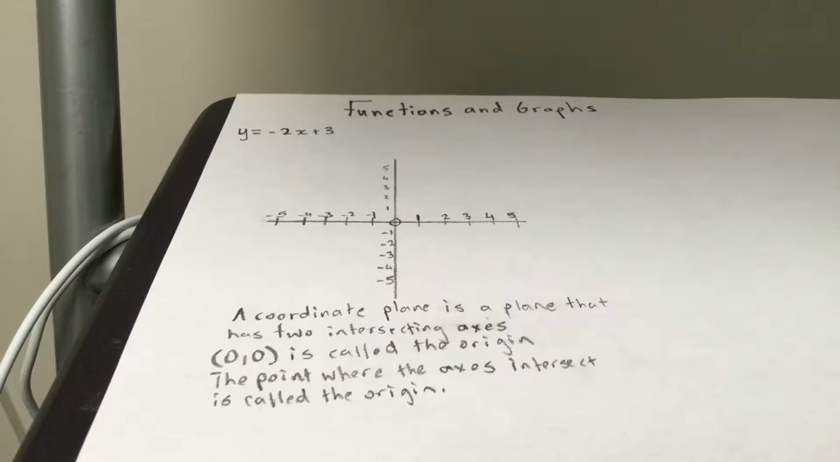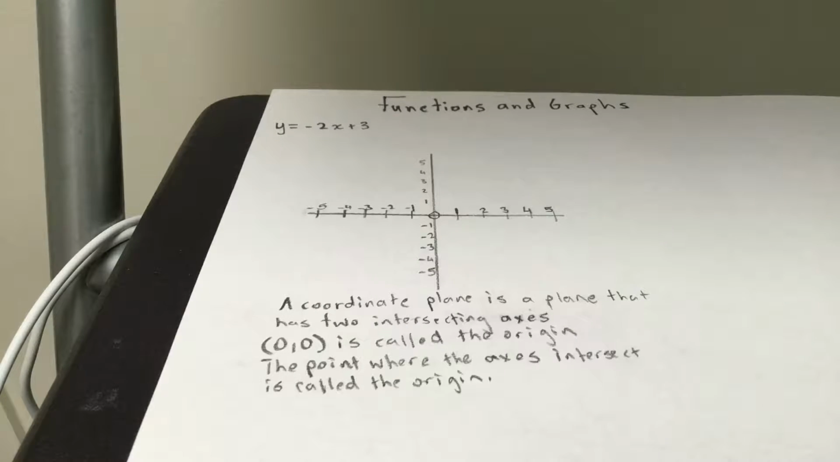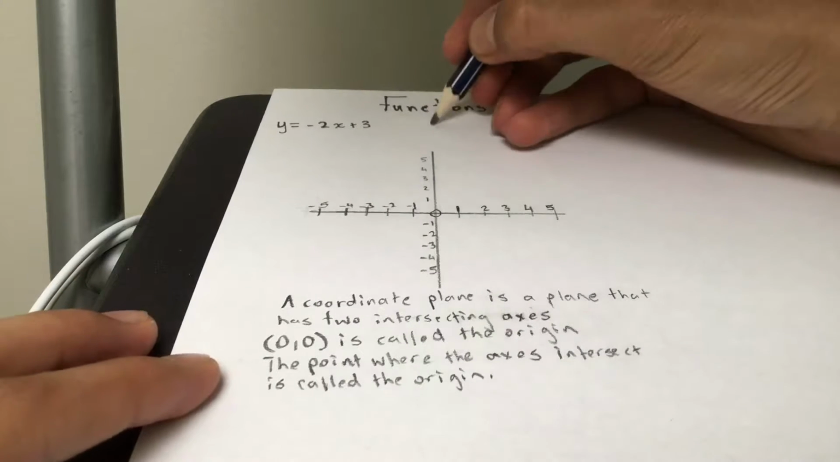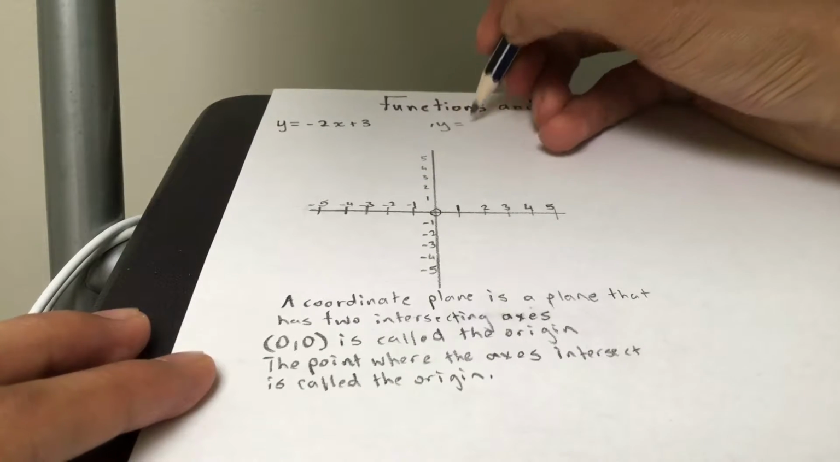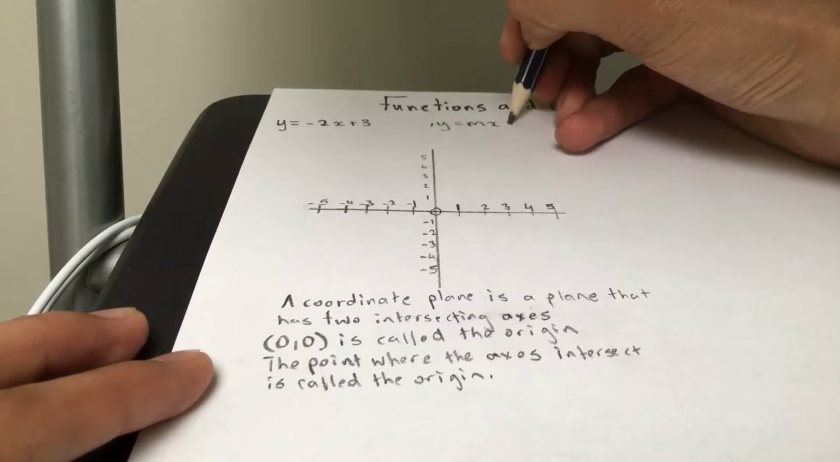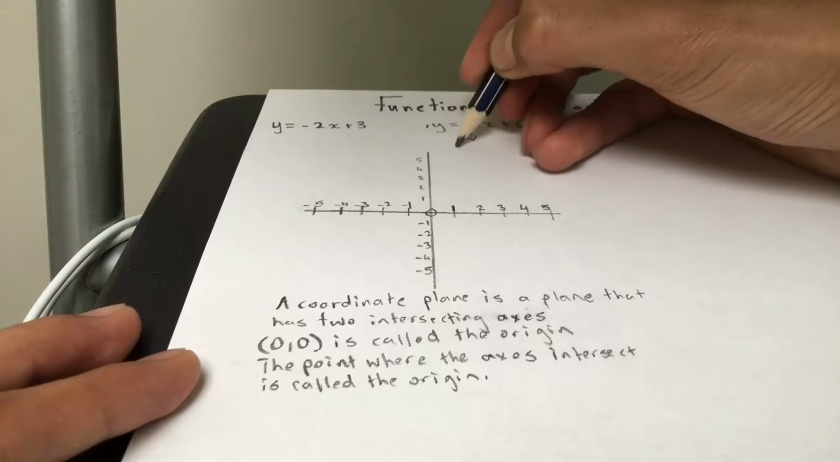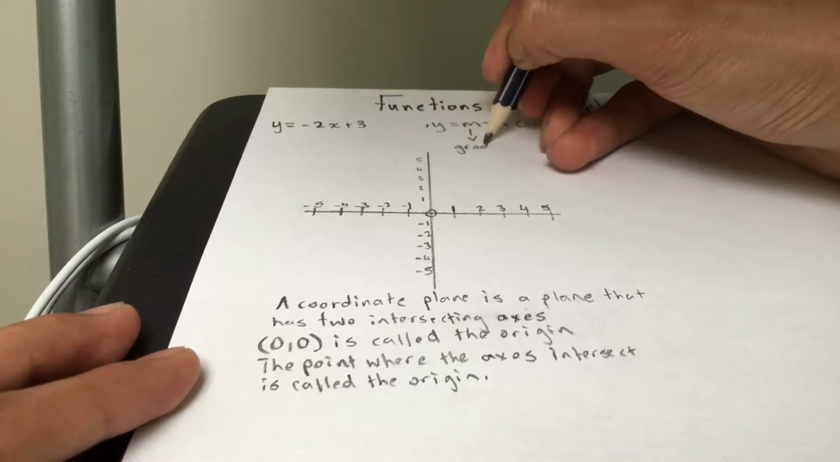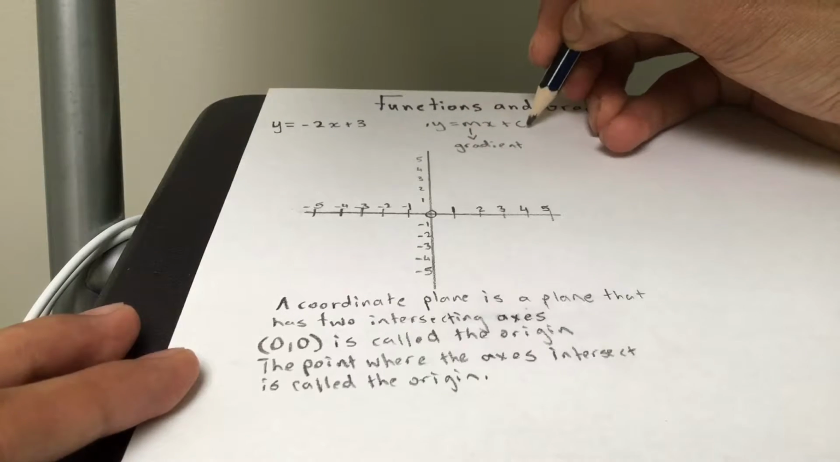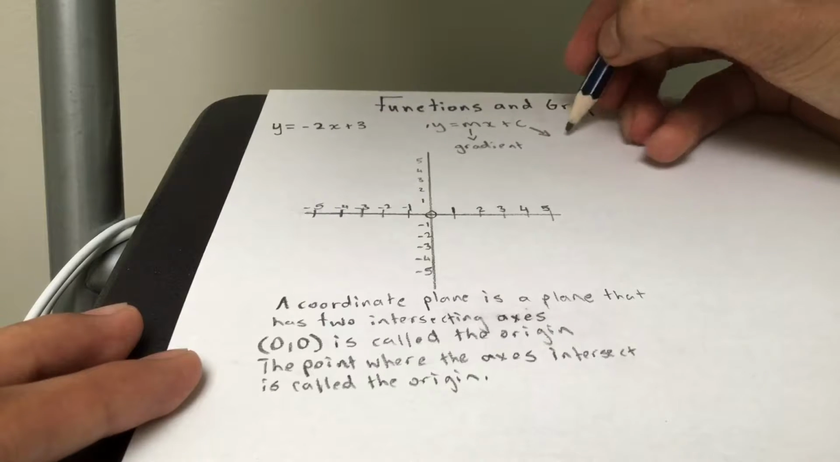Okay, so there's a formula we need to use to solve this equation, y equals negative 2x plus 3. So the formula is y equals mx plus c, where m represents the gradient and c represents the y-intercept.